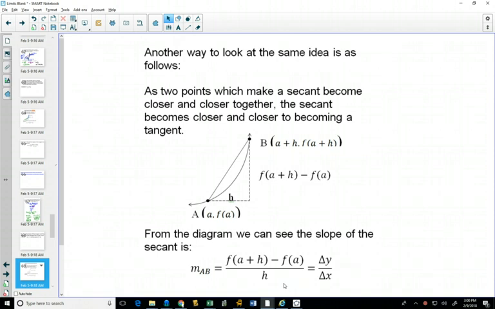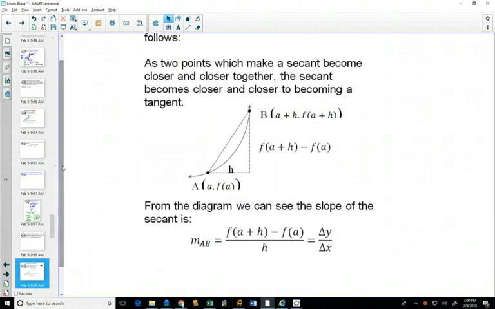Here's our point A, f of a. We've got a horizontal distance of h, so that means point B, the x-coordinate is going to be a plus h, and our y-coordinate is going to be f of a plus h. The slope of that secant line is still our vertical distance divided by a horizontal distance.